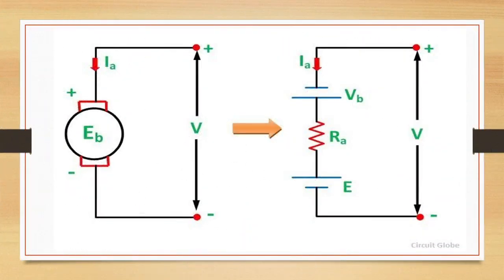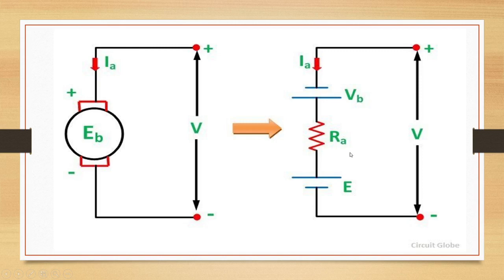This is a diagram showing the equivalent circuit of a DC motor. So we can see here a motor having two brushes. EB is the back EMF. V is the voltage applied. See now the direction of current. Current is going into the motor. Earlier, in the case of a generator, current was coming out of the generator. Now current is going into the motor, and that is IA here.